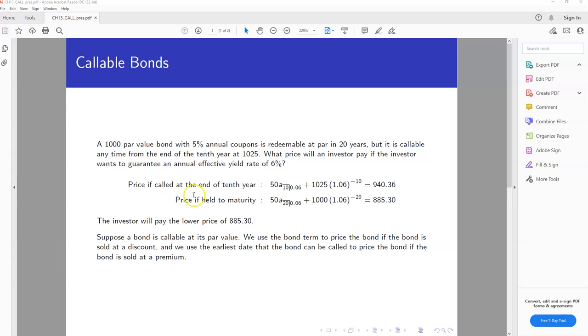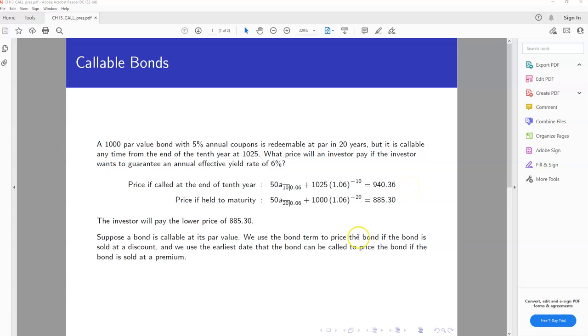All right, so let's look at these two possibilities that we have. If it's called at the end of the 10th year, then we've only had 10 total coupon payments of $50 each. But we do get that redemption value of $1,025, and we look at its present value over 10 years, and we get $940.36. Now again, if we change this from 10 to 11 or 12 or so on, this number is only going to go down, right? Because if it's sold at a discount, the longer the term, the lower the price gets.